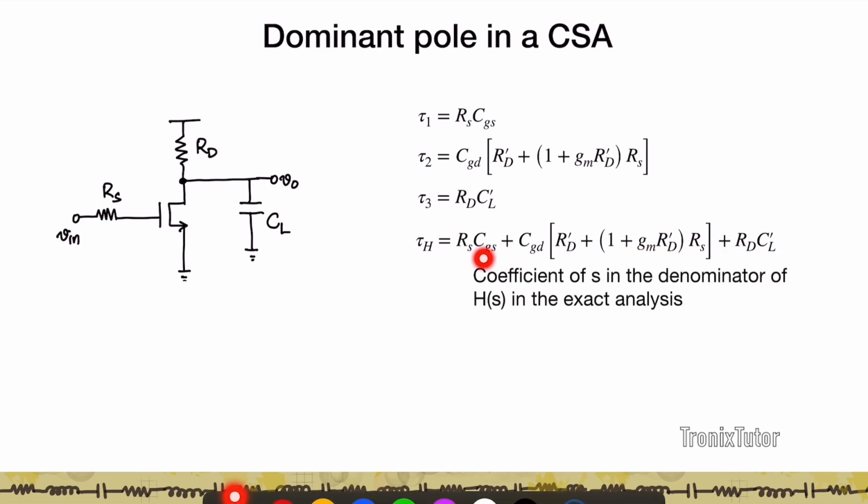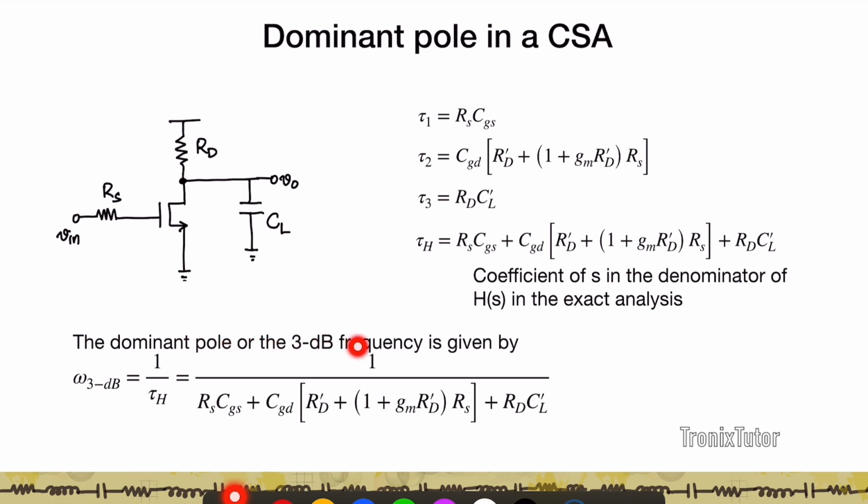And as expected, this is the coefficient of s in the denominator of H(s) when we did the exact analysis. So if you look at that video, you'll see that this is exactly the coefficient of s in the denominator, which is what is expected because in the dominant pole, you assume there's one pole, and so you approximate b1 to be 1 by omega. And so therefore the dominant pole or the 3 dB frequency of this particular amplifier can be written as the reciprocal of this tau H, which is omega 3 dB, given by 1 by this expression. Okay.